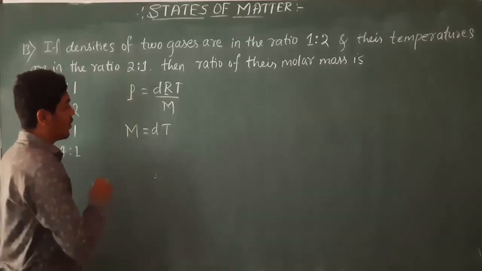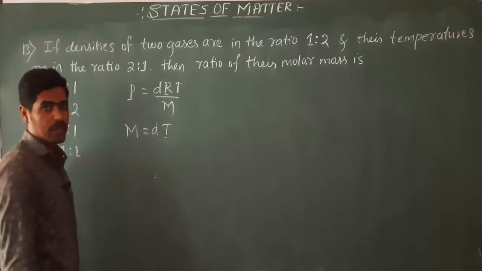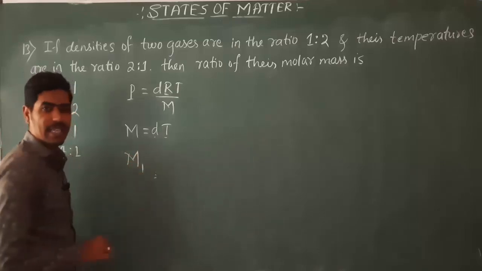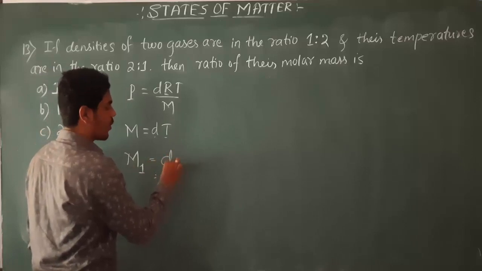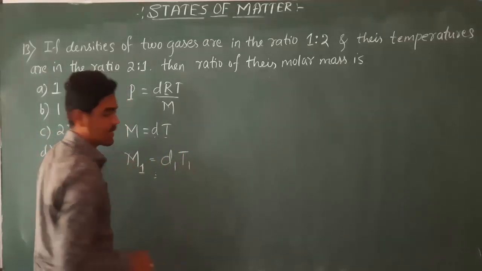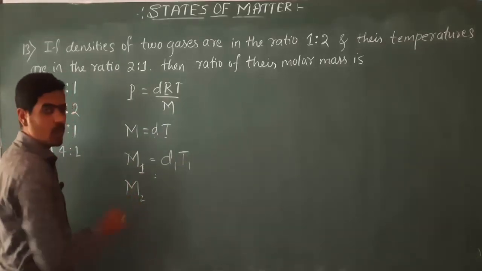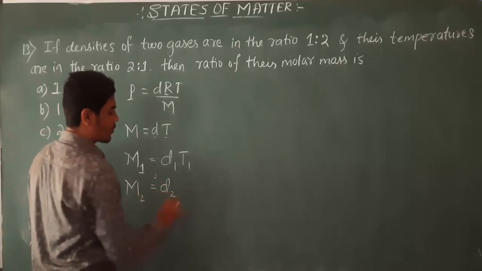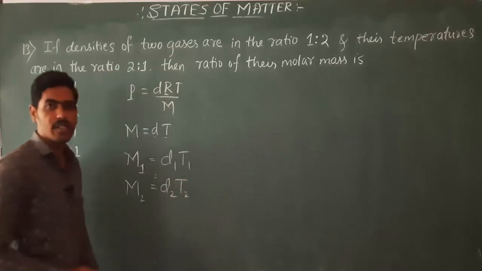Okay, now M is directly proportional to density and temperature. Let us call the molar mass of the first gas M1, which is proportional to D1, the density of the first gas, and T1, the temperature of the first gas. Then M2, the molar mass of gas 2, is proportional to D2 and T2, the density and temperature of gas 2.